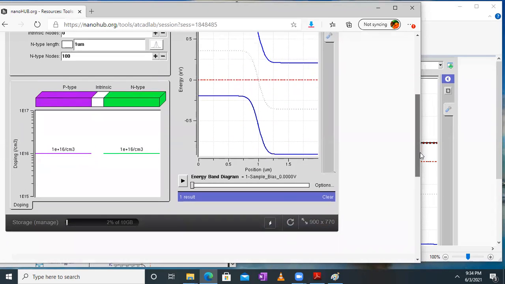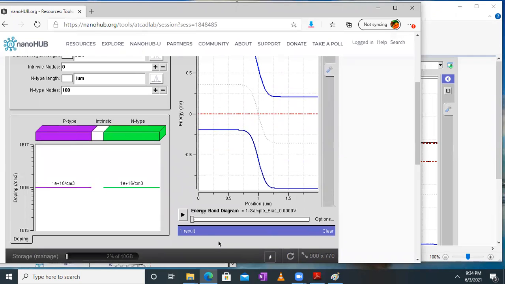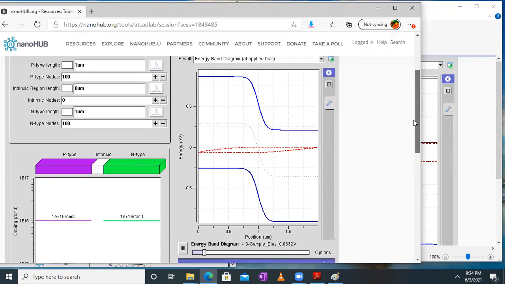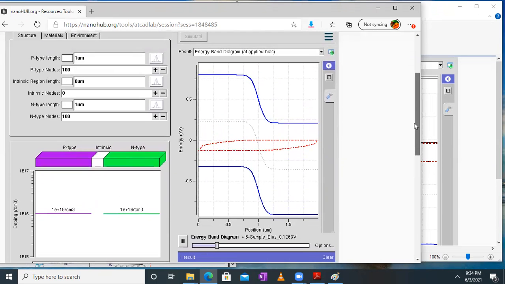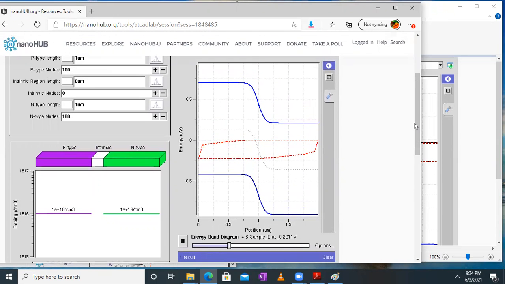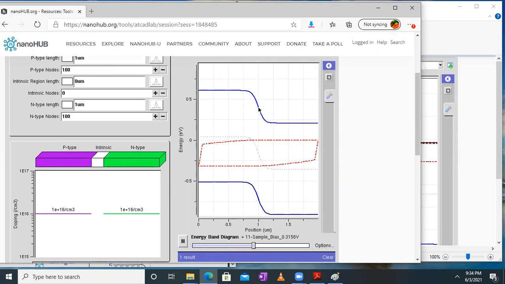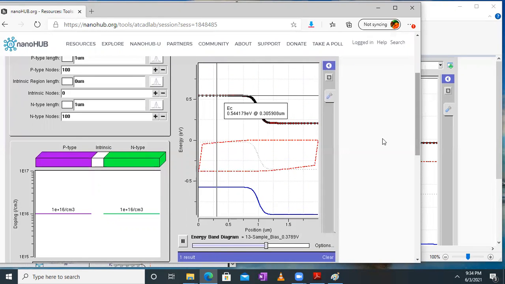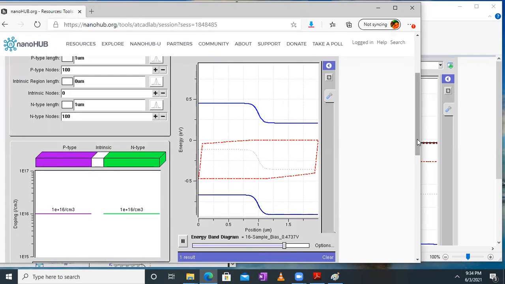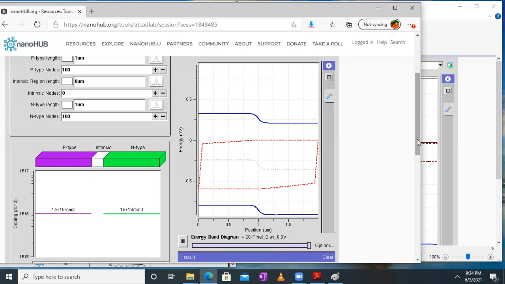Now, if I want to view the result of both together, so you see, it's implementing, right? Under applied bias, as you can see, the EC is reducing. The potential barrier is reducing, as you can see. Once again, I play it.